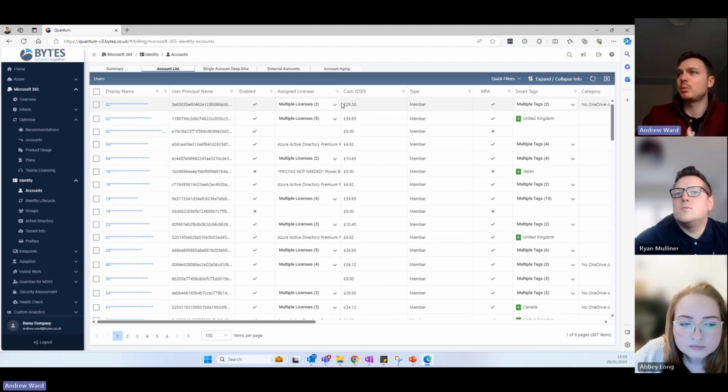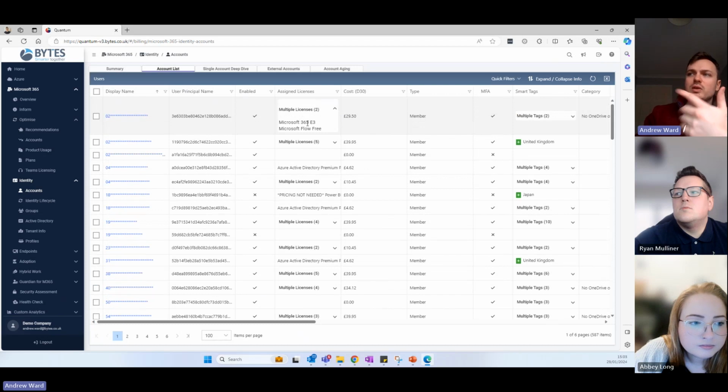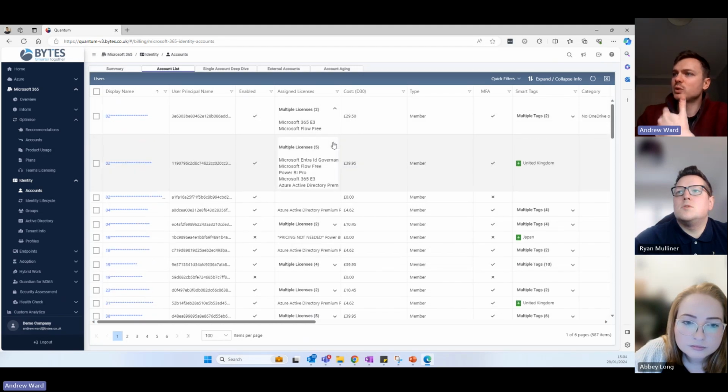So we've got two examples here where we've got one user with a 365 E3 and a Flow free license. Now, I know that Flow free is obviously a free of charge license. So they're sitting there with an E3 license at £29.50. Go down to our next user, we can see they've got different licenses assigned to them.